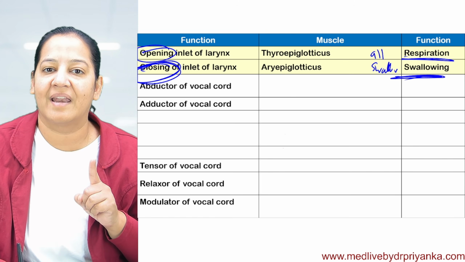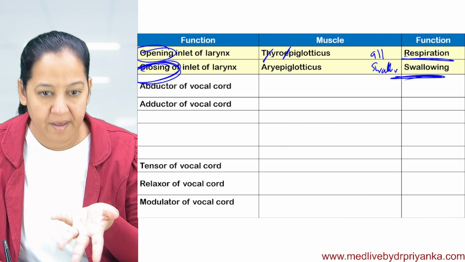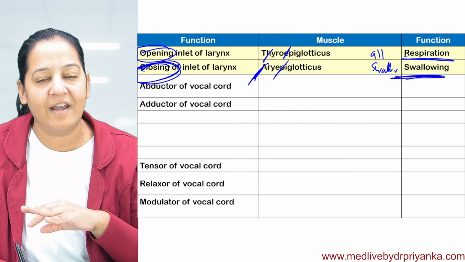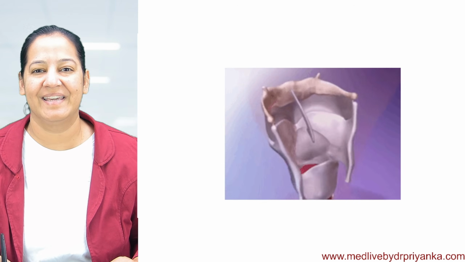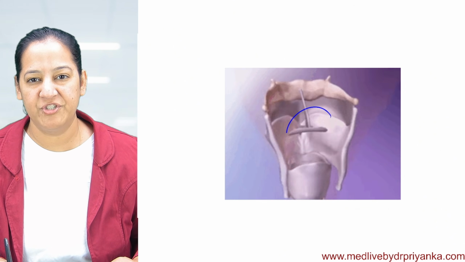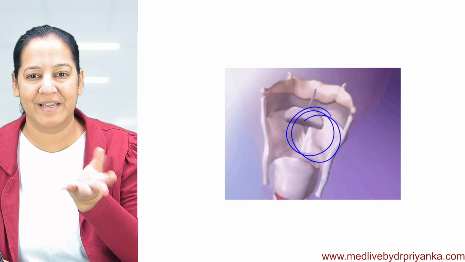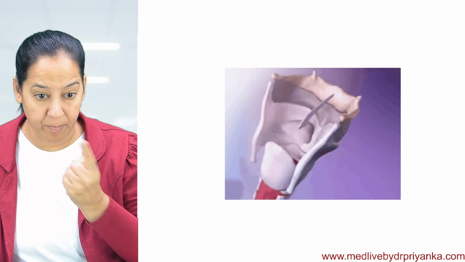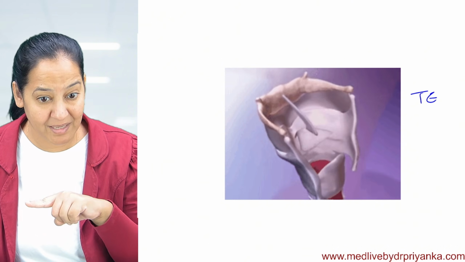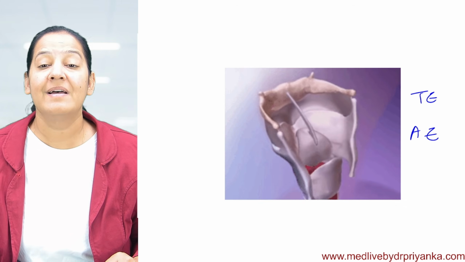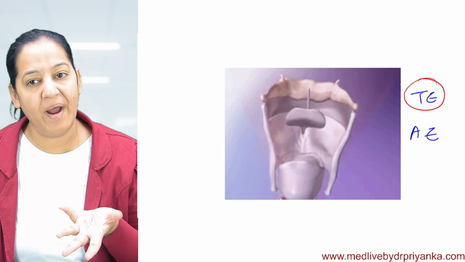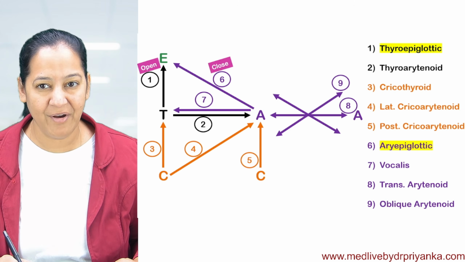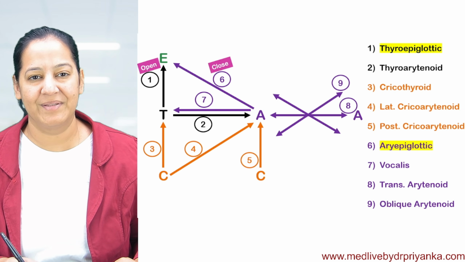So the muscle connecting the epiglottis to the thyroid opens it, and the muscle connecting the epiglottis with the arytenoid closes it. Got it? Everyone, you can see here. Can you appreciate the epiglottis, how it is opening, closing, opening, closing? Name the muscle which is opening it: thyroepiglottis. Name the muscle which is closing it: aryepiglottis. Opening is required all the time for respiration. Closing is required during swallowing. Everyone got it?